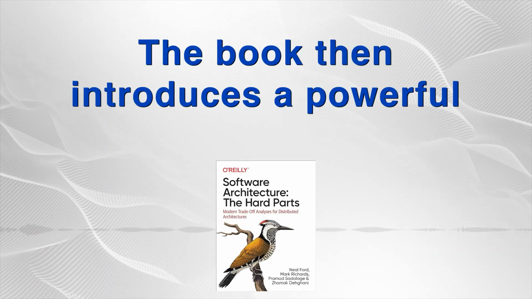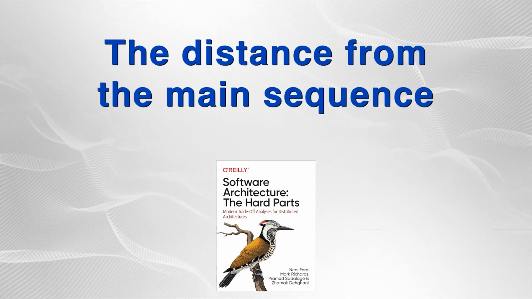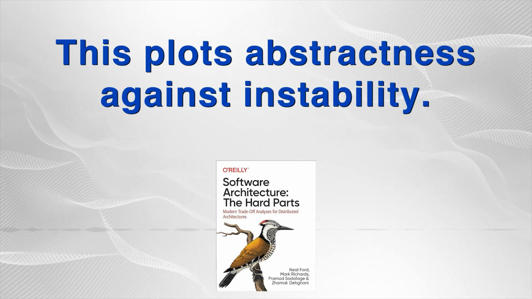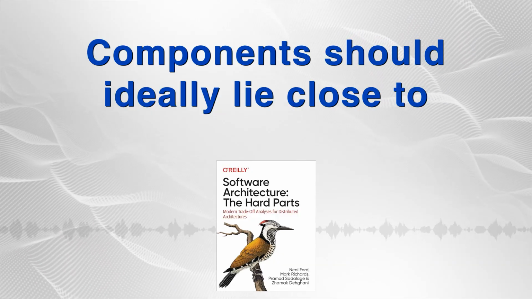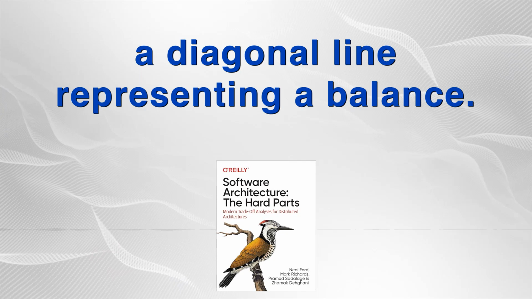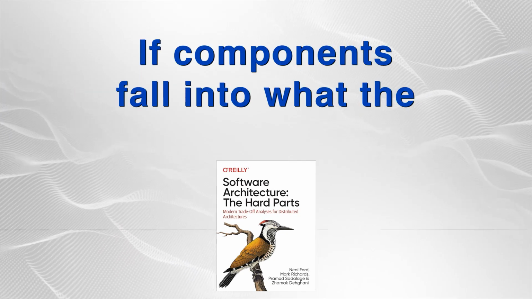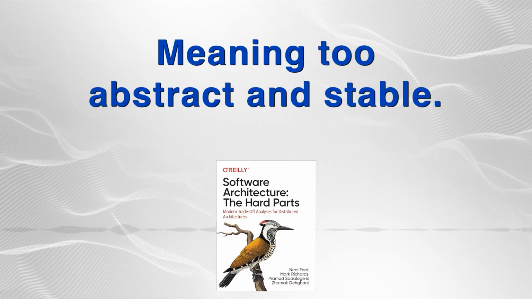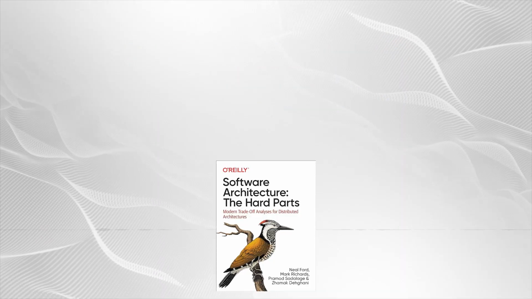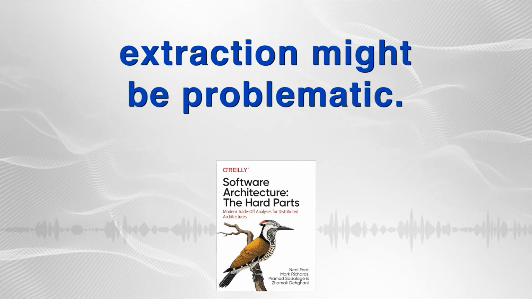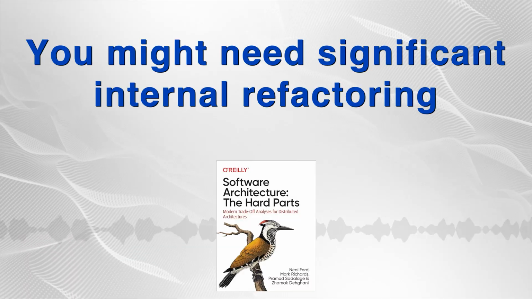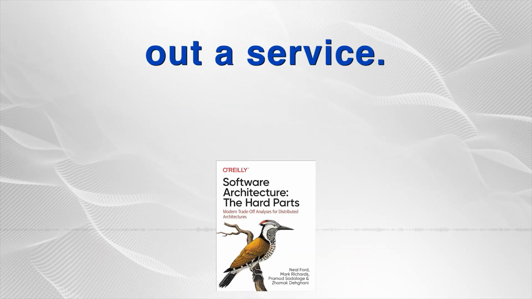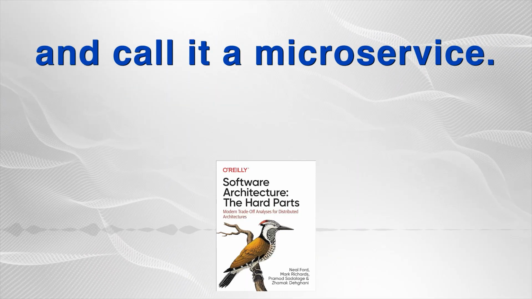The book then introduces a powerful visualization, the distance from the main sequence metric. This plots abstractness against instability. Components should ideally lie close to a diagonal line representing a balance. If components fall into what the authors call the zones of uselessness or pain, meaning too abstract and stable, or too concrete and unstable, it's a strong indicator that direct extraction might be problematic. You might need significant internal refactoring first before you can cleanly pull out a service. You can't just wrap a mess and call it a microservice.